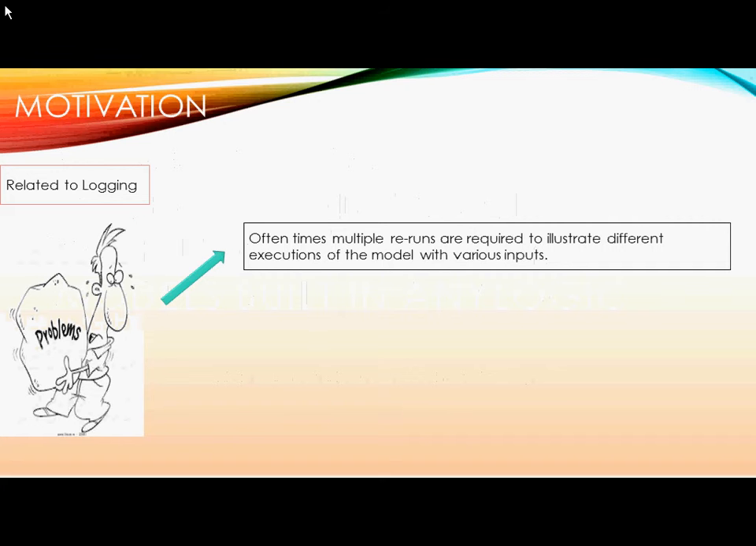Many times a modeler needs to run the same model again and again to go through the different test case scenarios that he has in mind. So multiple reruns are required to illustrate different executions of the model. It is very difficult to manually document the results from each of these executions. It's next to impossible to document each and every detail.